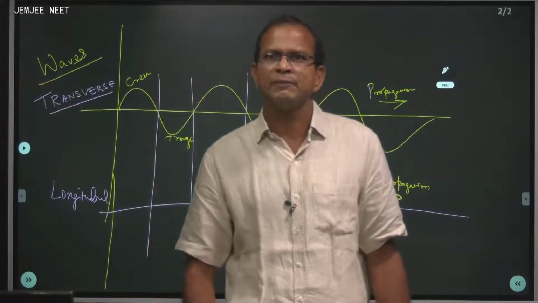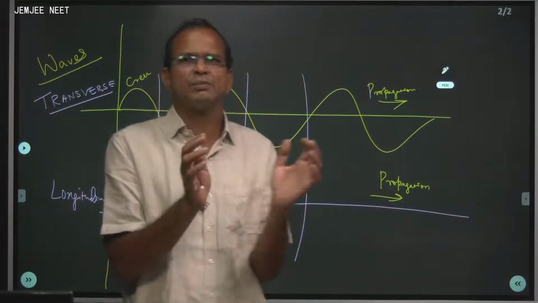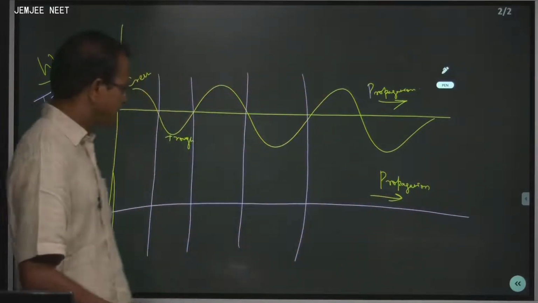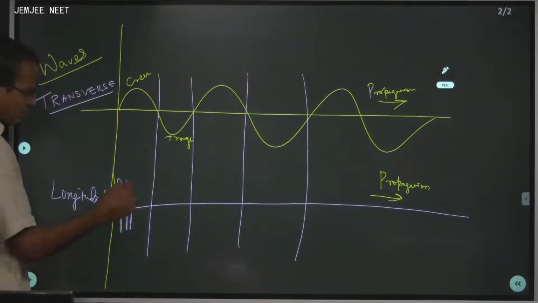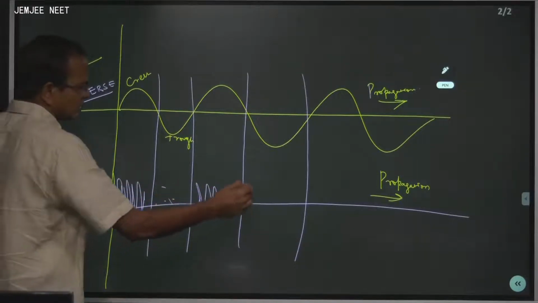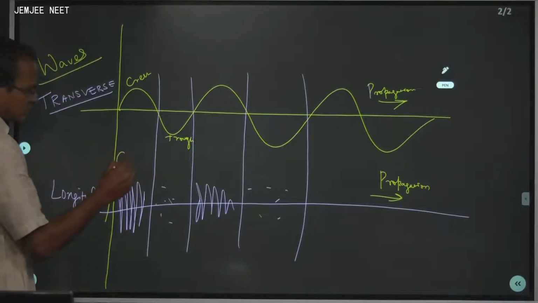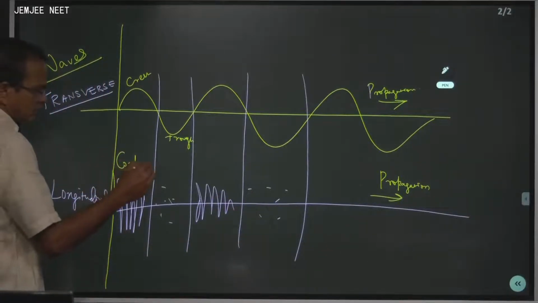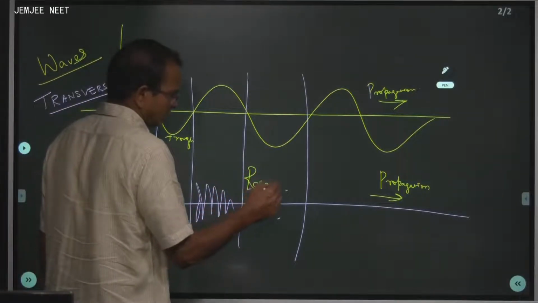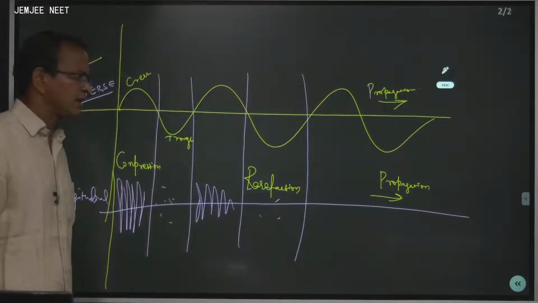In a longitudinal wave, because it's a short spring, I may not be able to show you, but if I have a long slinky, then I can show you that at some places the spring is getting compressed, at some places the spring is getting a bit elongated, rarefied. So in this area it is compressed, here it is rarefied, again it is compressed, here again it is rarefied. So this is called compression and rarefaction.